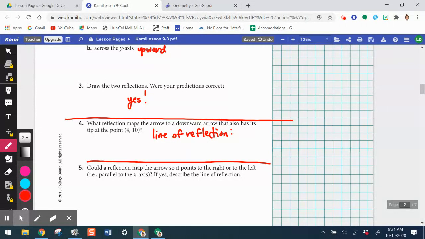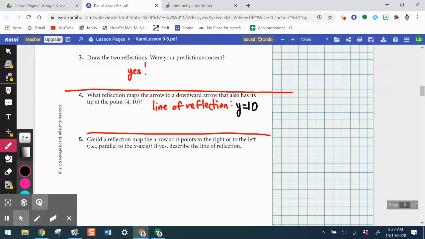So I want you to do two things. Figure out what the reflection would look like, and then figure out the line of reflection on this one. So hopefully you took a second to try to figure this one out. This one might be a little difficult, especially if you don't remember equations of horizontal lines.